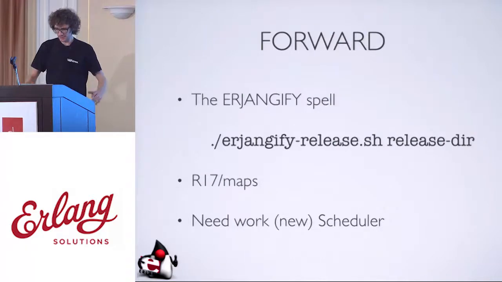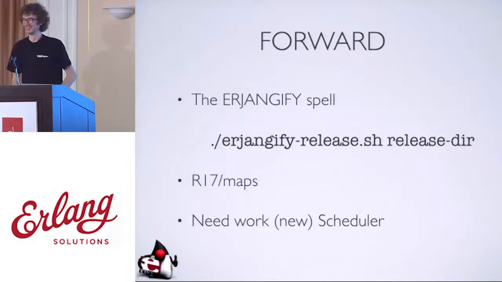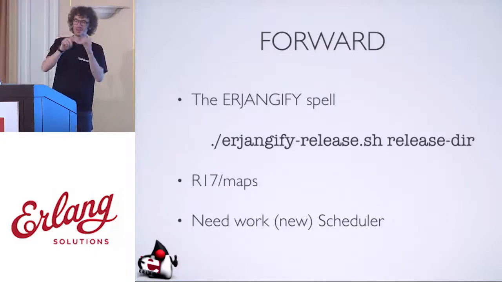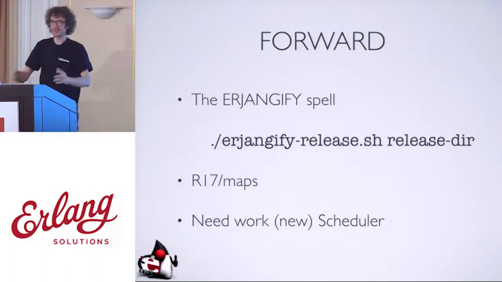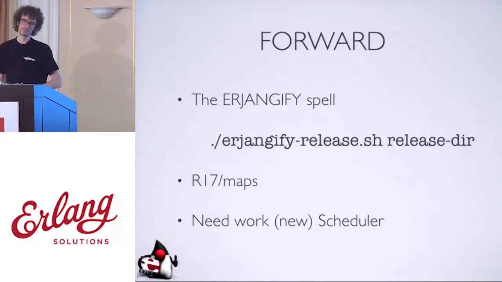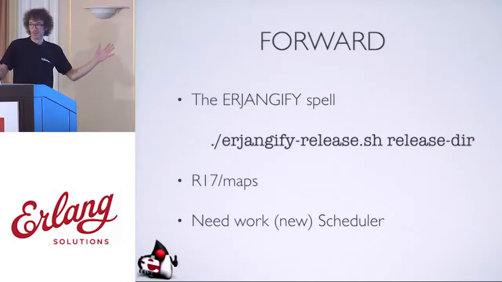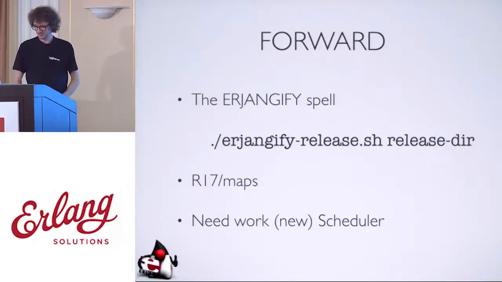So the newest thing I'm hacking on now, this is the last slide. There's a new spell called Erjangify that you can cast on a release. Because how do you make people use this? You can run the JURL and get a shell running on top of an OTP release and so on. With the Erjangify spell, you can take some existing Erlang release, an application, and make it run on Erjang, swizzling around startup scripts and arguments and stuff. And I'm hacking on R17 right now. If somebody wants to help out with any of these things, or write a new scheduler, you're most welcome to help me. So that was it.